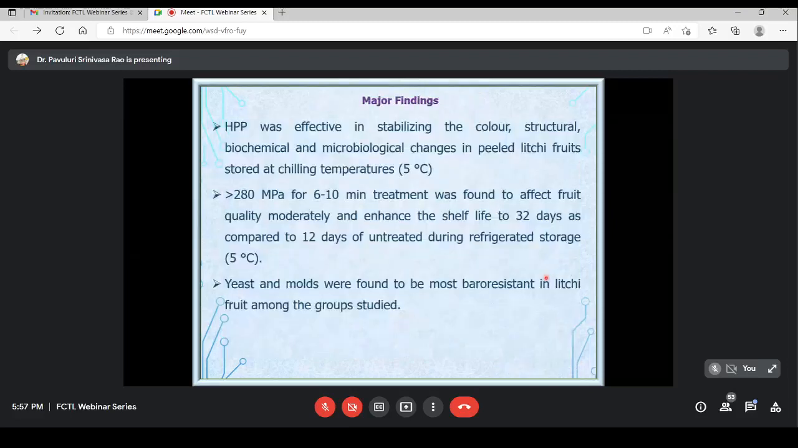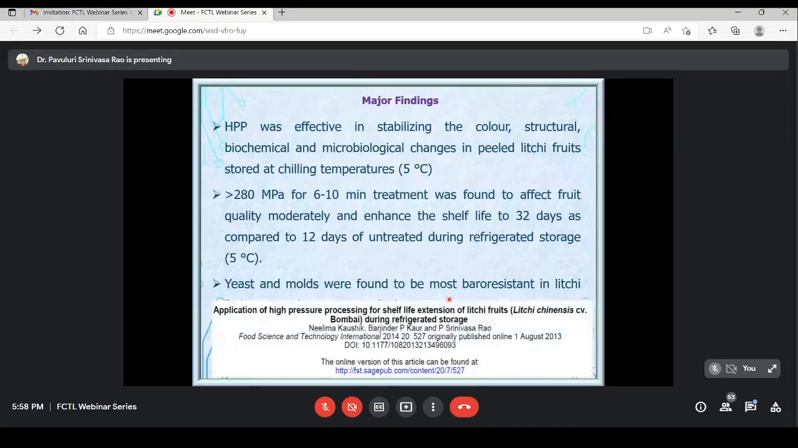However, if you see the final finding, you can enhance the shelf life to 32 days under the chilled condition, whereas without any treatment it can be kept only for 12 days at 5 degrees centigrade. So the conditions which are adopted are 280 megapascal, and about 6 to 10 minutes treatment was good for this particular thing. At the same time, yeast and mold were found to be most barrier resistant in the lychee fruit among the group studied.